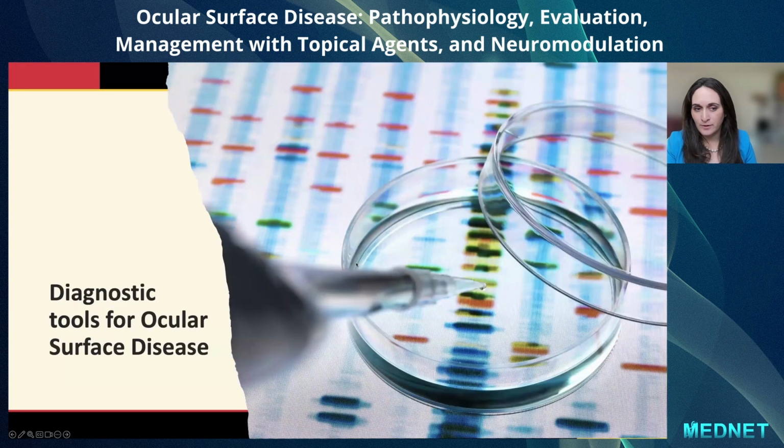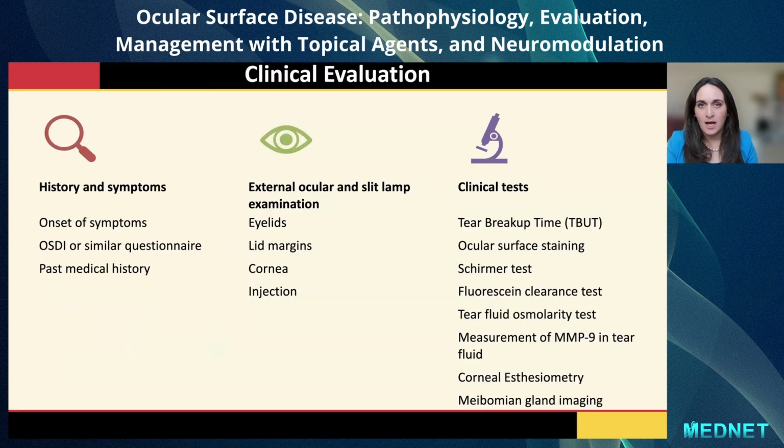So diagnostic tools for ocular surface disease. The way I like to think about these patients in the clinical evaluation is to start with the history and symptoms. So you want to know when the symptoms started, what the symptoms are. I like to use a validated questionnaire like the Ocular Surface Disease Index score. And then you also want to think about the past medical history. It's really important to ask the right questions, or else you're not going to get all of the information that you need to come to the right answers.